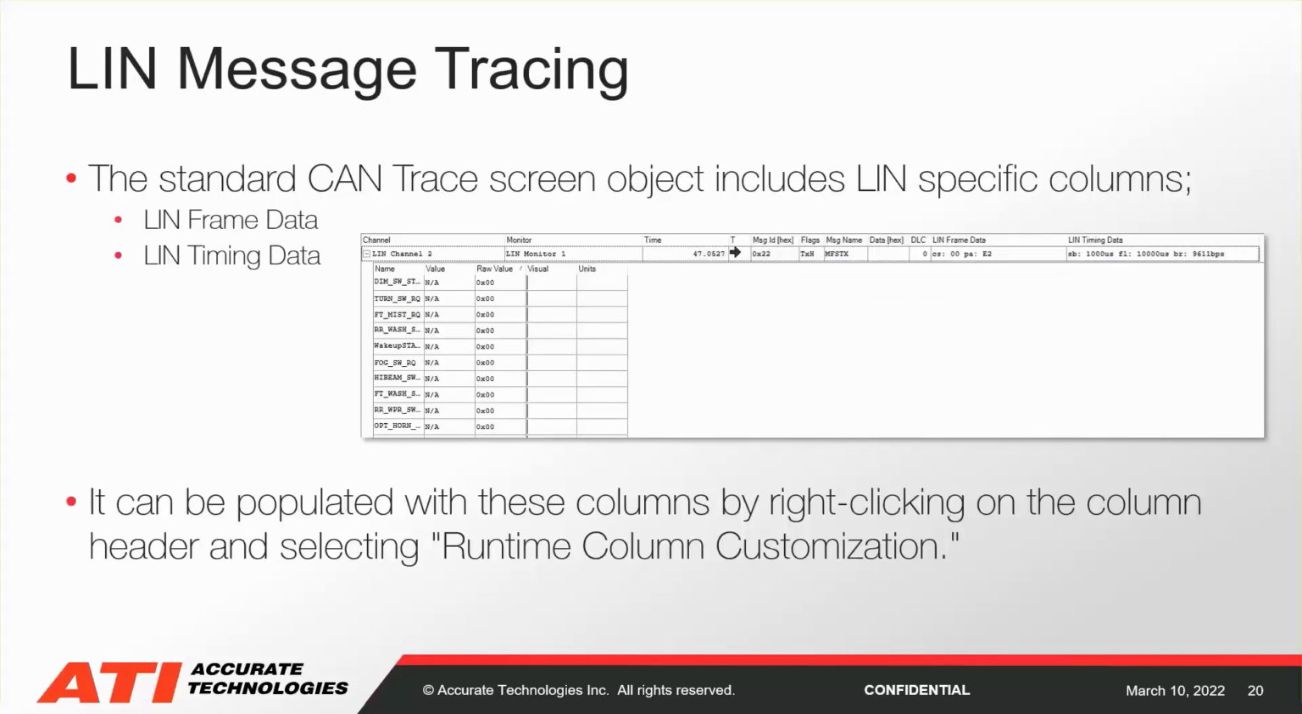Within the CAN trace object of CANLab, we have the ability to display the messages and signals within. The CAN trace object has two LIN-specific column options, framing and timing data. These can be accessed while in the CAN trace object by right mouse clicking the headers and selecting Runtime Column Customization.